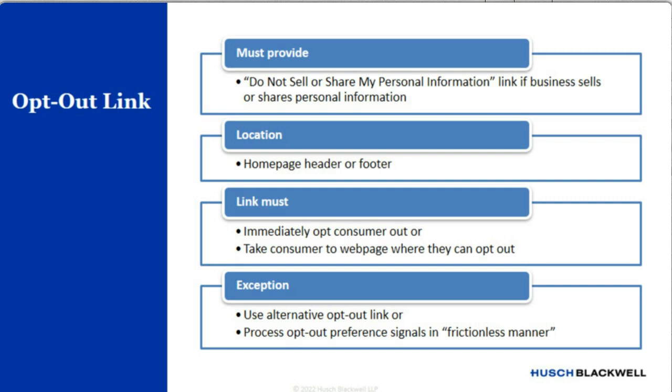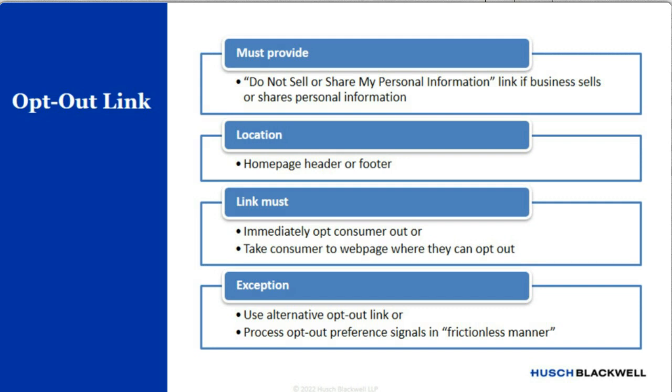There are, and we'll have a slide in a couple of seconds here, these exceptions I have down below. One's the alternative opt-out, and we'll dive into that. And the other one is if you process opt-out preference signals in a frictionless manner. We keep talking about friction and frictionless, and you're probably wondering what it is. We'll get to it.